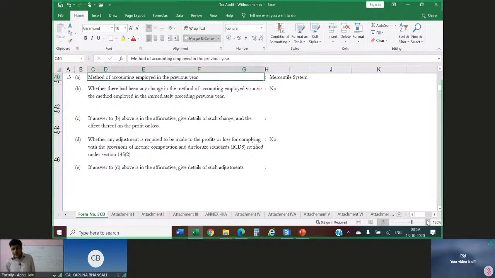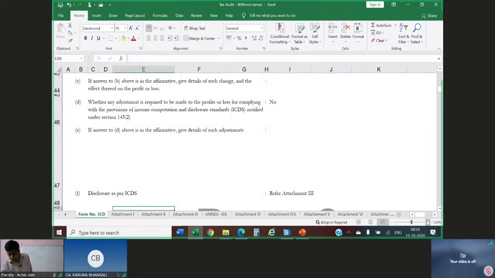So C says, if this is an affirmative, give the details. D says, whether any adjustment is required to be made to the profit or loss for complying with provisions of ICDS notified under section 145 subsection 2 of the Income Tax Act. Clause number E says, if the answer to D above is an affirmative, give the details of such adjustments.